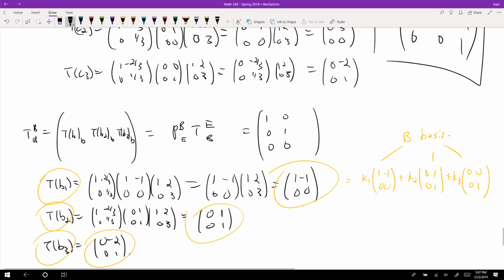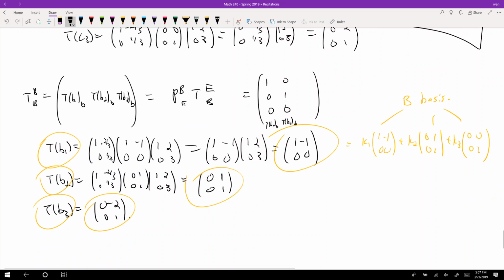Okay, so this is TB1 of B, and this is TB2 of B. All right, and then what's the third one? Well, the third one is a little more tricky to eyeball, but shouldn't be that bad. One way we can do it is we can unravel these matrices into column vectors and write a system.